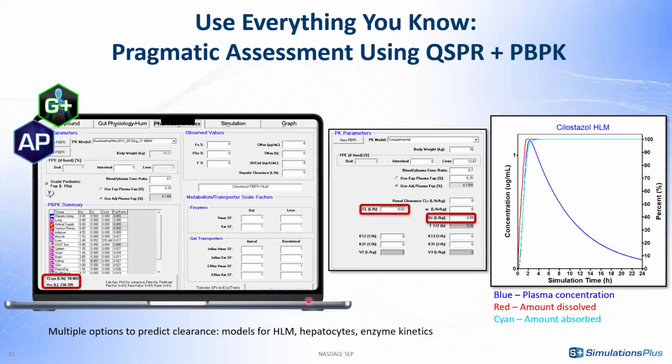For this example, the QSPR model gives a volume of distribution of 0.89 litres per kilogram. And the PBPK model gives a volume of distribution of about 230 litres, or 2.7 litres per kilogram for an 85.53 kilogram person. So these two values are quite different.